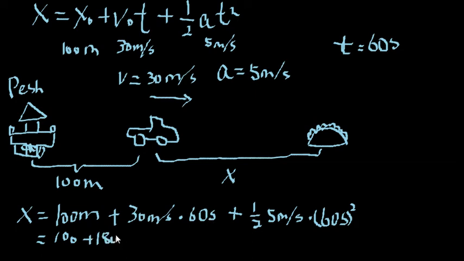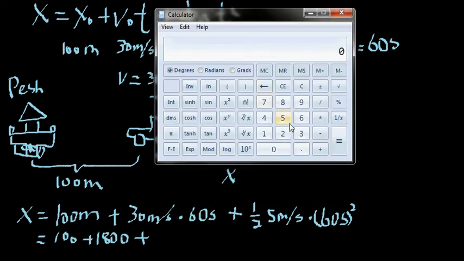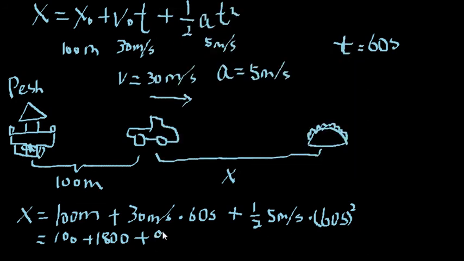Let me get a calculator. I cannot really think while I'm making videos. So 3600 times 2.5, that's 9,000. A fairly big number. So that equals 9,010.